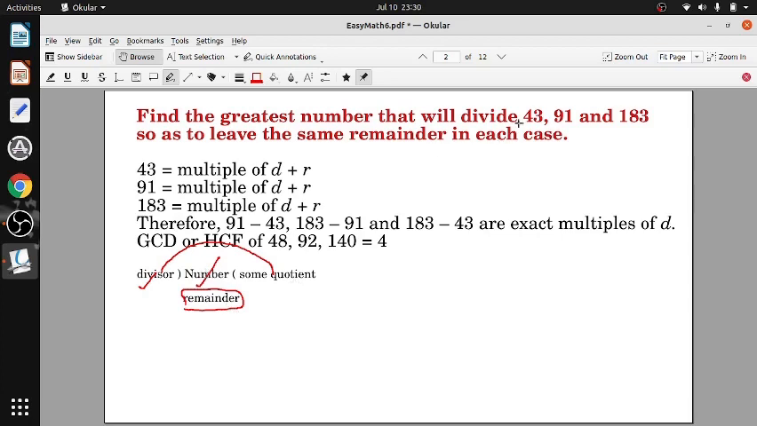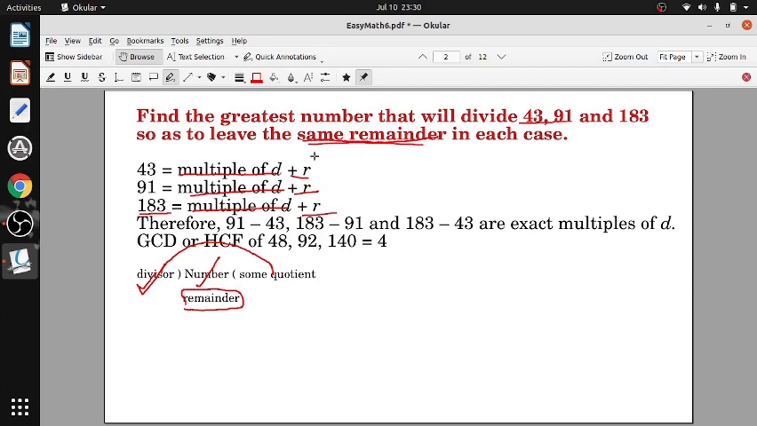So first number is 43. And let us say D is a divisor. So it is some multiple of D plus R remainder. Second number 91, it is again some multiple of D. The divisor is same. Divisor वही है, पुराना है. Plus R, क्योंकि same remainder. 183, ये भी है multiple of same divisor plus R, same remainder.